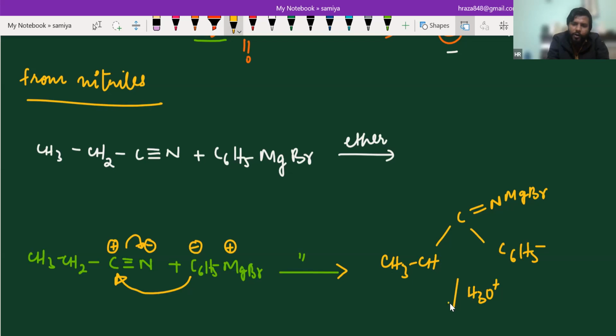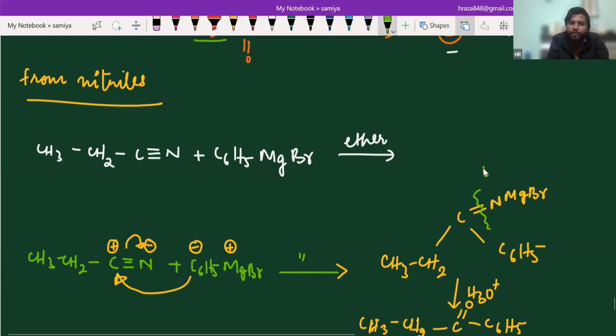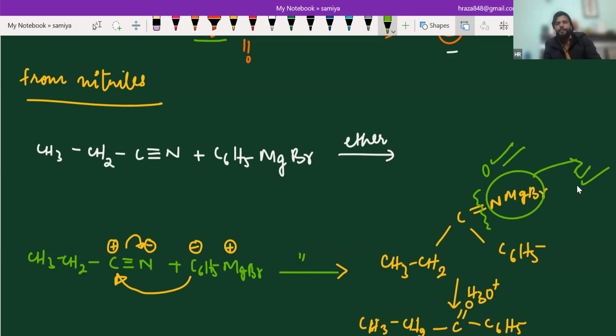After hydrolyzing it, reacting with water, you will get C6H5, or we can write CH3 CH2, C double bond O, and then C6H5. So basically what happened here, this bond will be broken and oxygen will be there, and all this will be byproduct. So please do write it. If you still have any doubt, let me know.